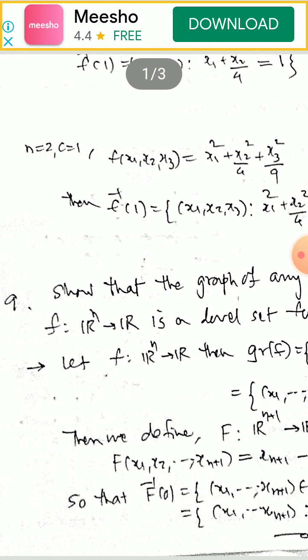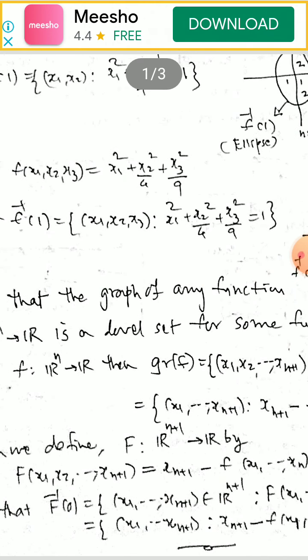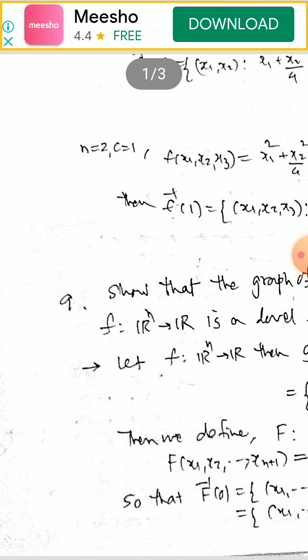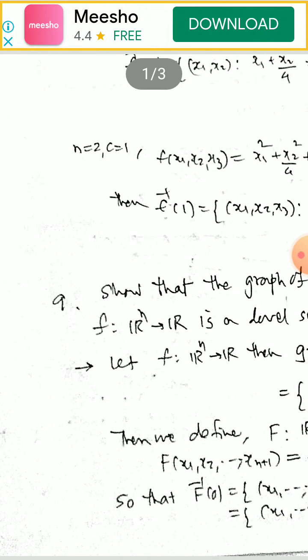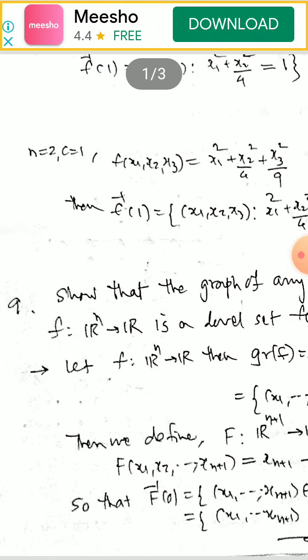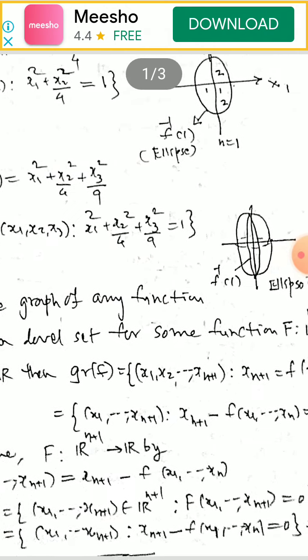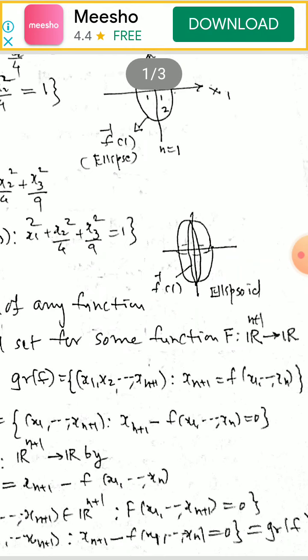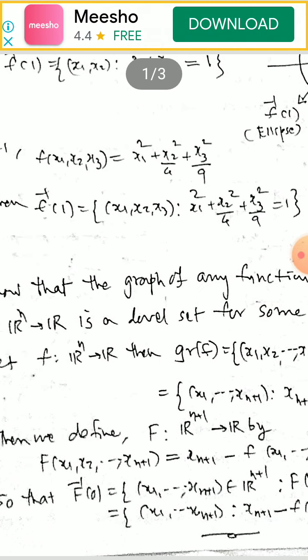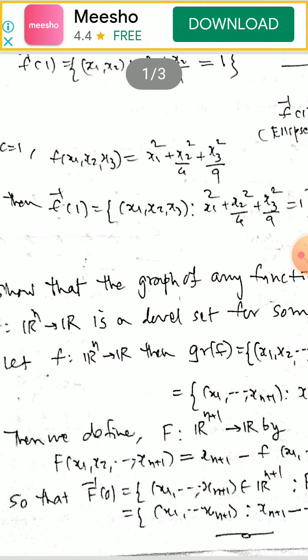Show that the graph of any function f from Rn to R is a level set for some function capital F from Rn+1 to R. See the dimensions. Here f is given as a function from Rn to R.